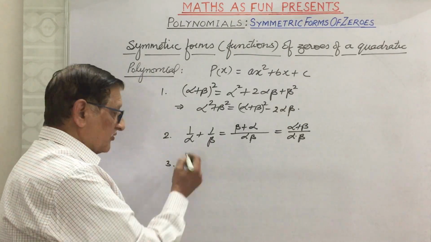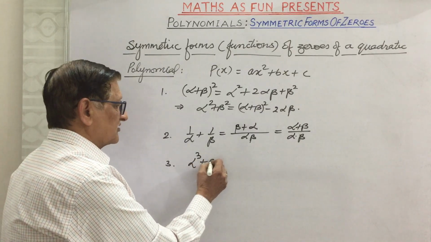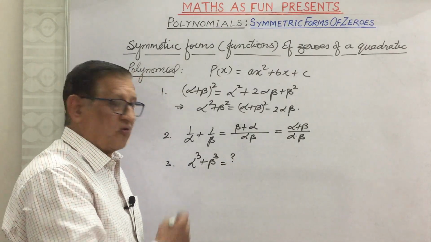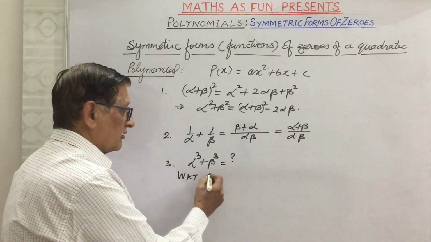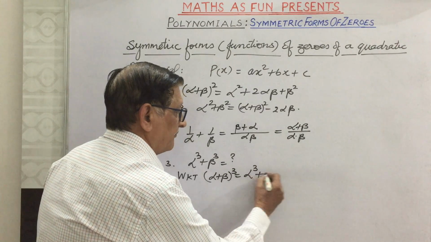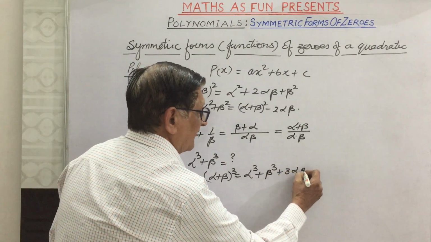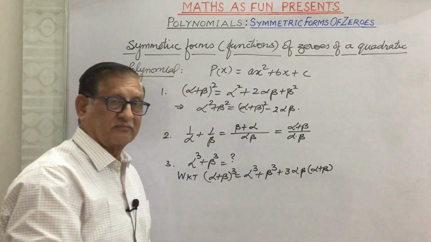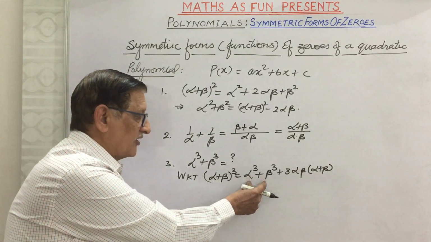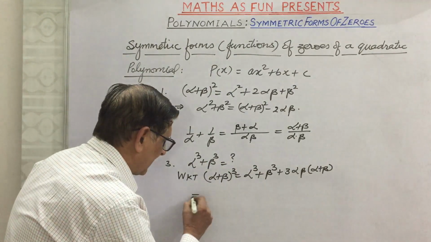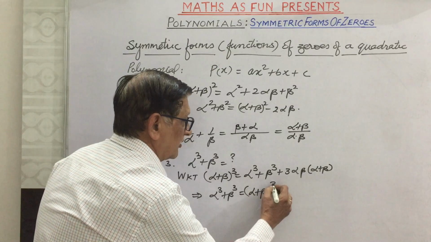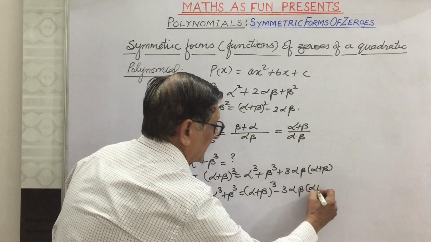See the third one, suppose we are given here alpha cube plus beta cube. To find out the value of this, we know that alpha plus beta whole cube is alpha cube plus beta cube plus 3 alpha beta into alpha plus beta. Now if we transpose this term onto this side, will we get the value of alpha cube plus beta cube? Yes. So we can write it alpha cube plus beta cube equal to alpha plus beta whole cube minus 3 alpha beta into alpha plus beta.